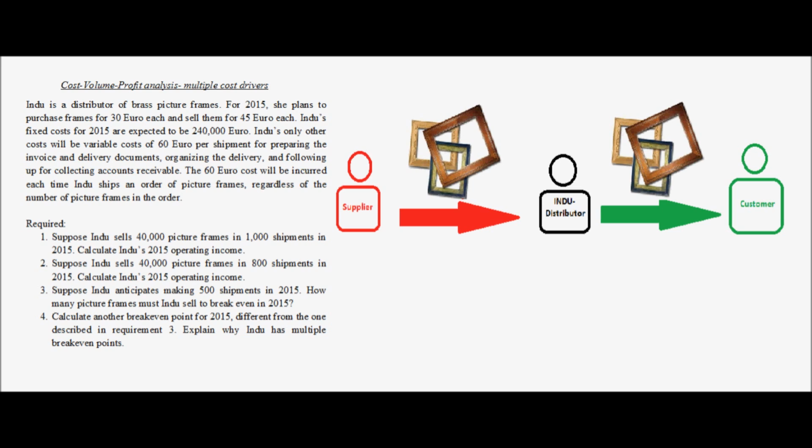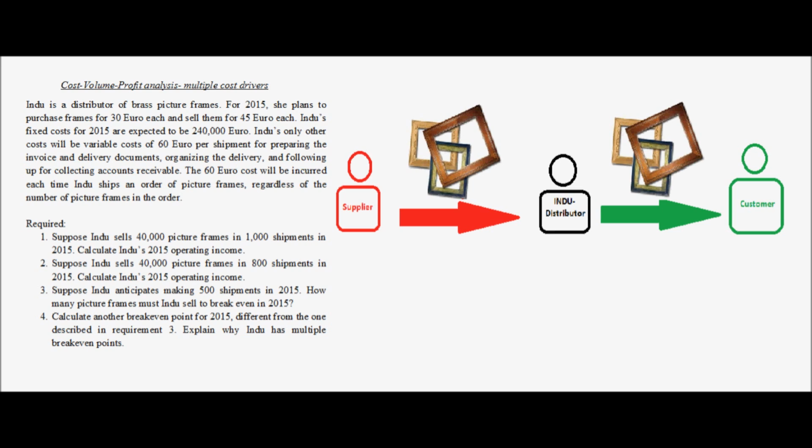Now, Indu's only other costs will be variable cost of €60 per shipment for preparing the invoice and delivery documents, organizing the delivery, and following up for collecting accounts receivable. The €60 cost will be incurred each time Indu ships an order of picture frames, regardless of the number of picture frames in the order.